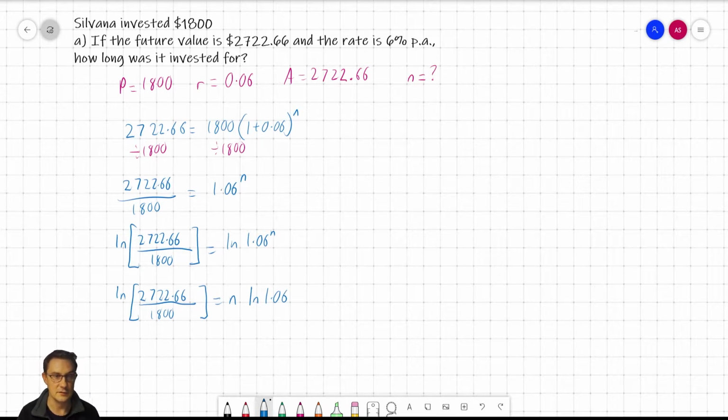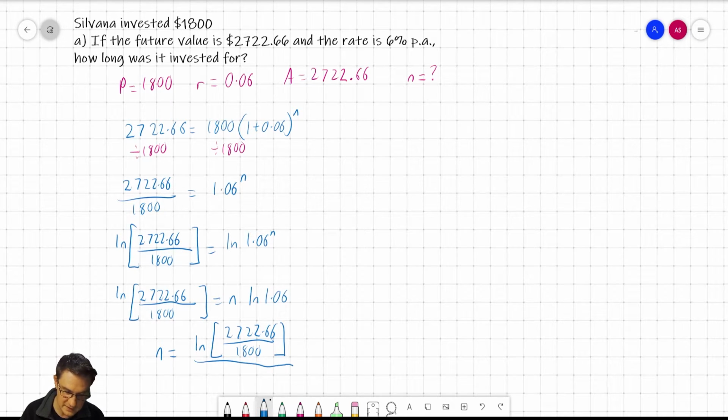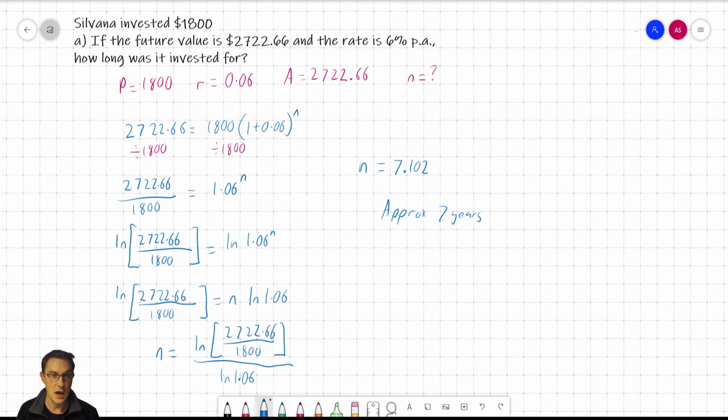Now, because of that change, that allows us to rearrange this by moving ln of 1.06 to the other side. And so we can make n the subject. So we're going to have n is equal to ln of 2722.66 all over 1,800, and then all of that is going to be divided by ln of 1.06. Now, from this, we can work out what our n is equal to, which is 7.102. Rounding this to the nearest year, we're going to say it's approximately 7 years. Alternatively, we could put this in another perspective, and this is likely to be 7 years and 1 month. And that's the time period it takes for it to reach that future value.